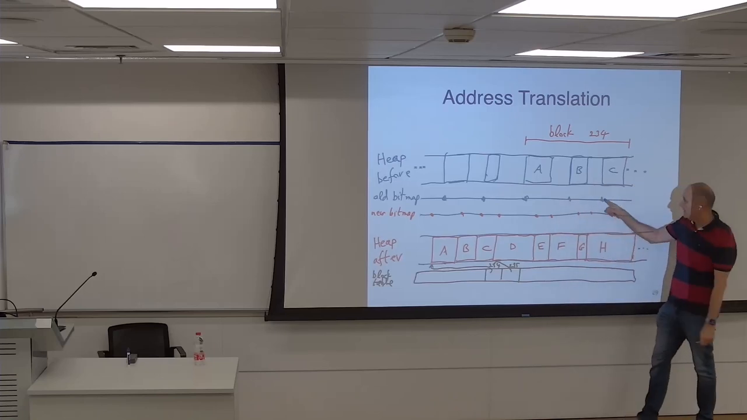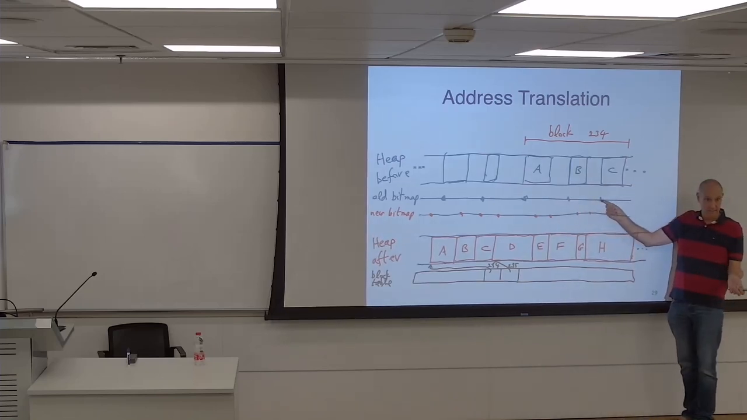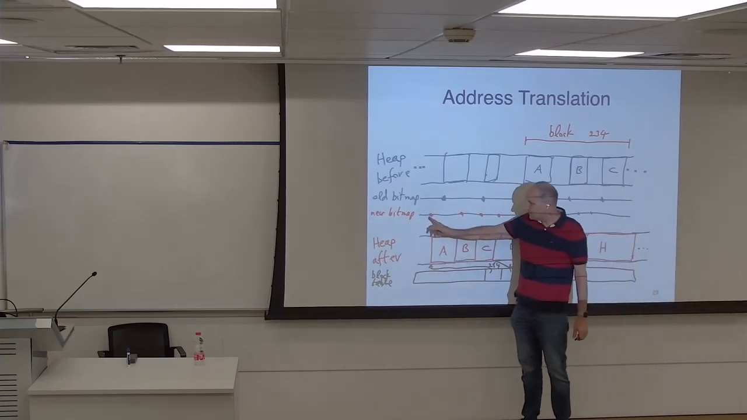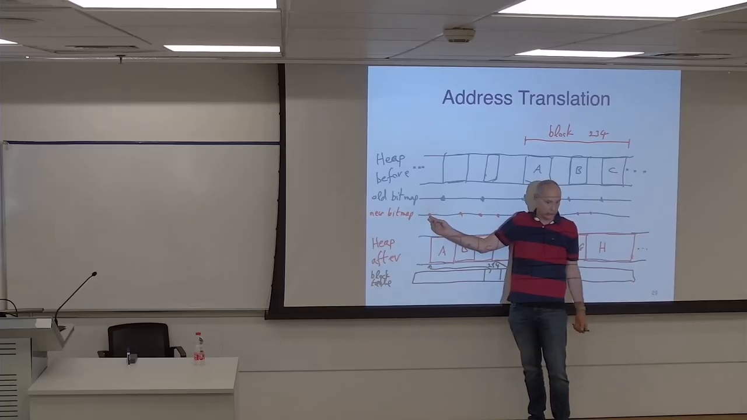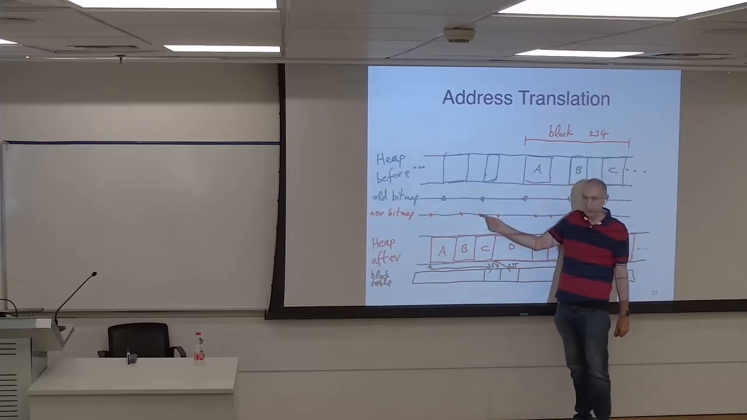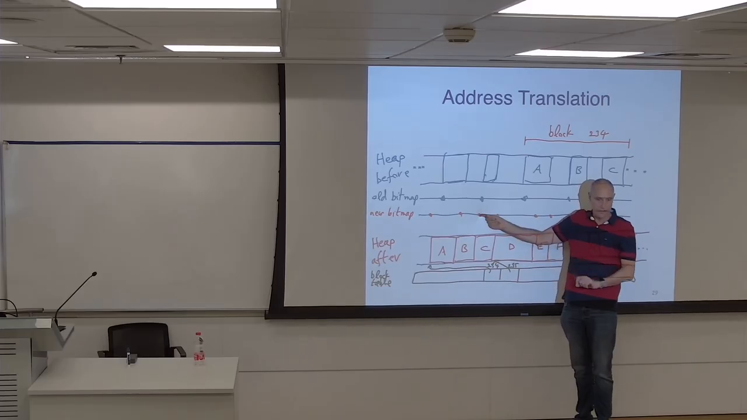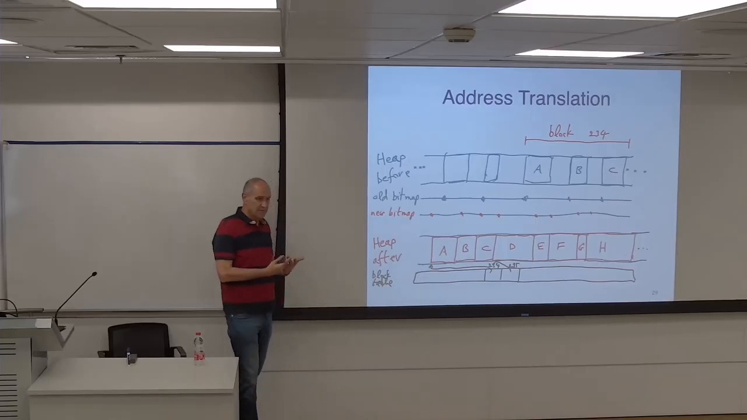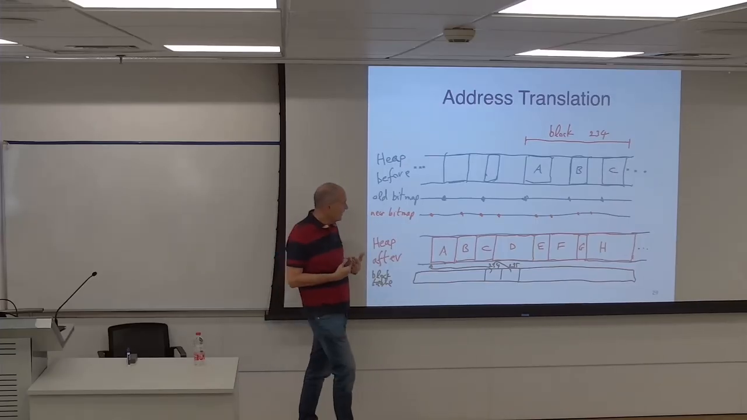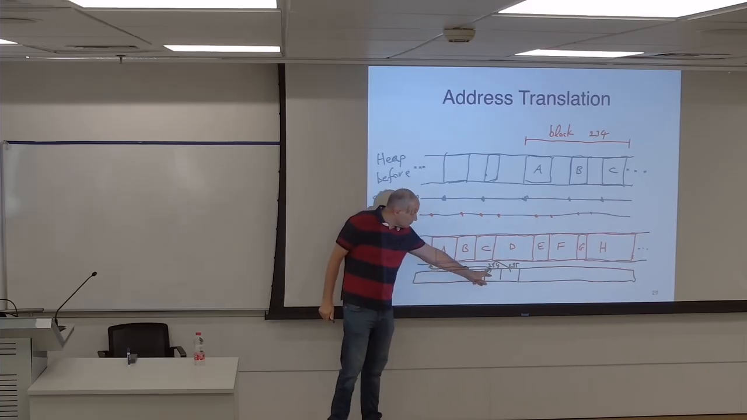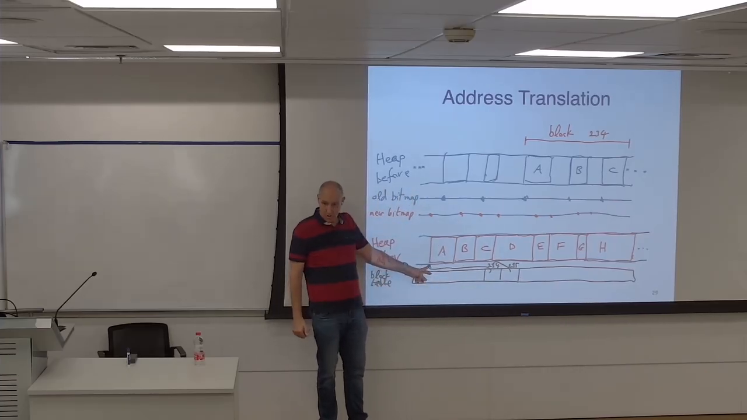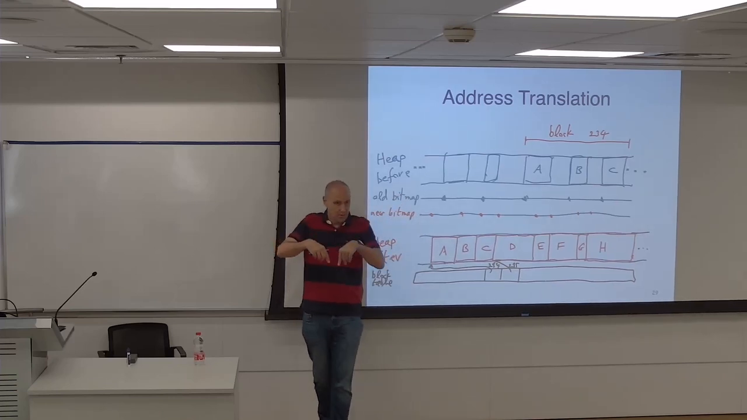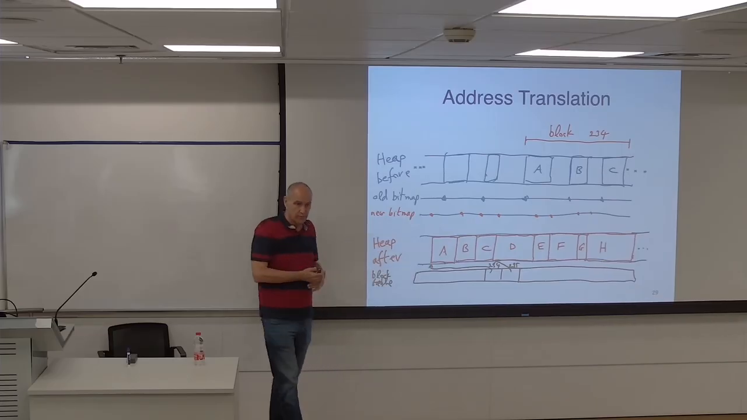In the old bitmap, I find what C is in this block. It's the third. And then I see where the block moved, and now I start looking at the new bitmap for the third bit. When I find the third bit, I know this is the place where C is. So this is the way that we keep this mapping between old and new addresses. I'm just going to keep pointers to where the beginning of the block moved, and then I'm using these bitmaps to find out inside the block where each object moved.